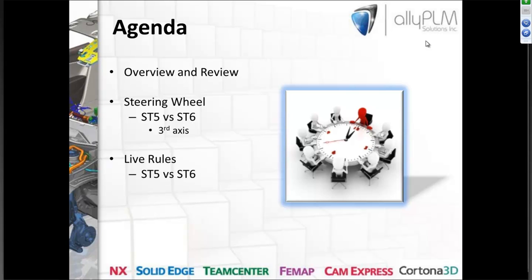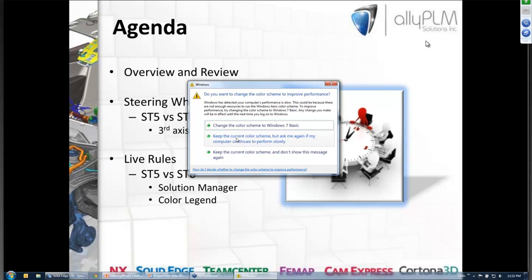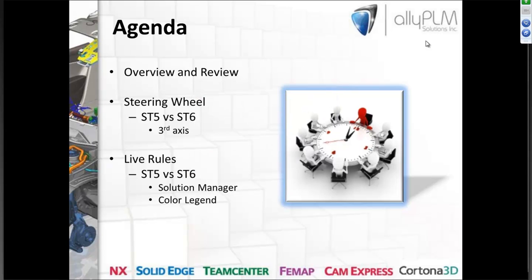We're going to talk about live rules, how that's changed from ST5 to ST6, what the updates are. And as a subset of live rules, we're going to talk specifically about the solution manager. The solution manager is going to add intelligence to the way we make synchronous edits by giving us a color legend that allows us to see what faces in our model are involved in the solution that's taking place. And then we'll finish all this out with a demonstration.